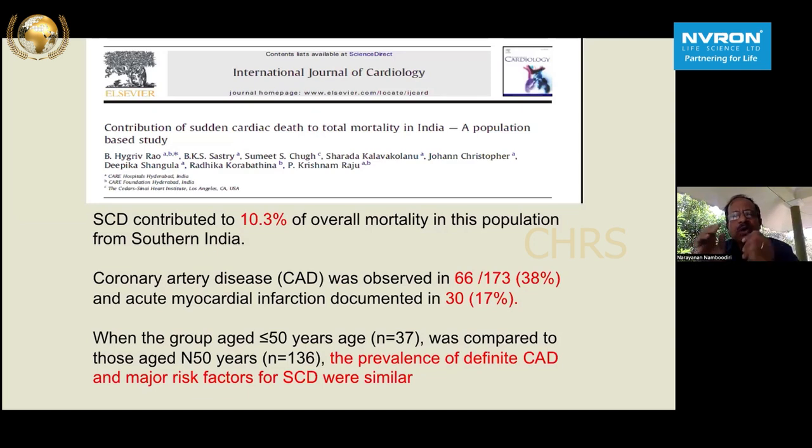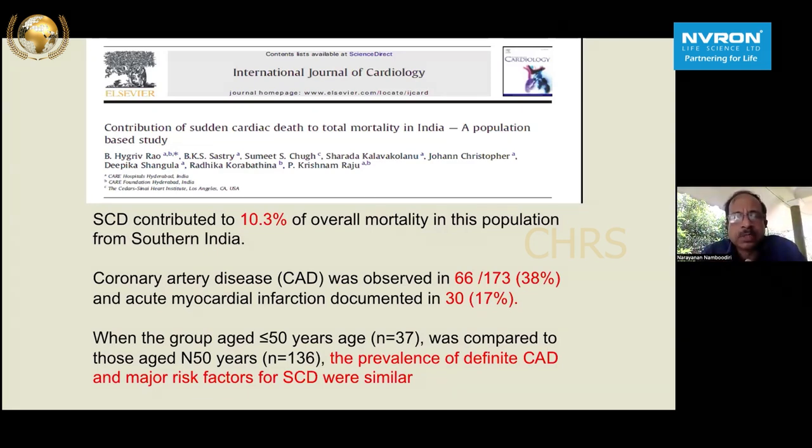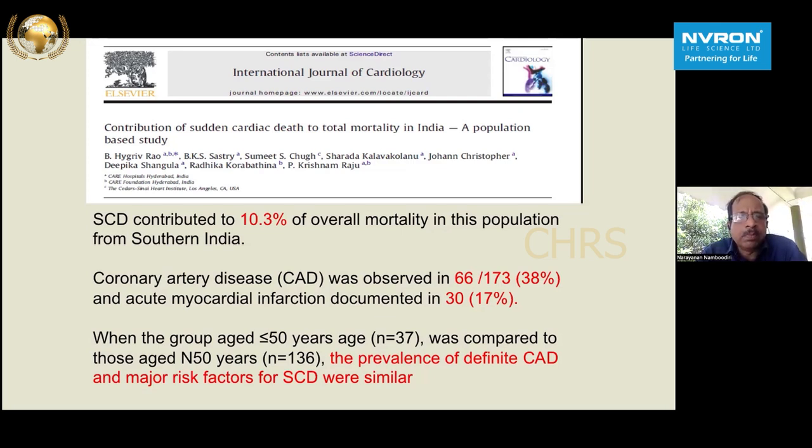So SCD contributed to 10% of overall mortality in this population in a study published by Dr. Hegde and Rao. It's a population-based study, but detection of causes was made by verbal autopsy and also from the records available in the corporation. And when the group aged less than 50 years was compared to those aged 50 years or more, the prevalence of definite CAD and major risk factors for SCD was similar.